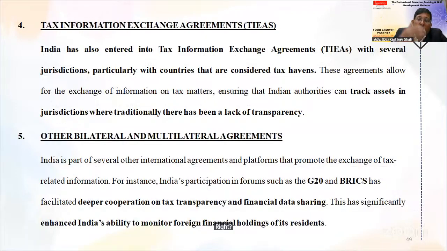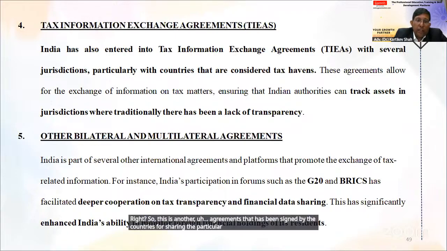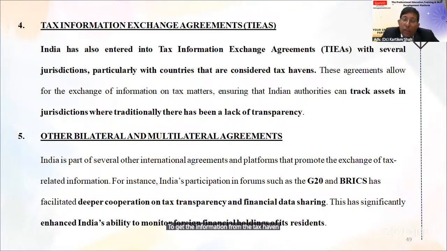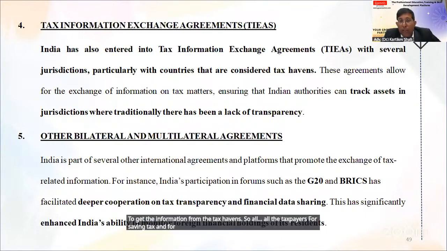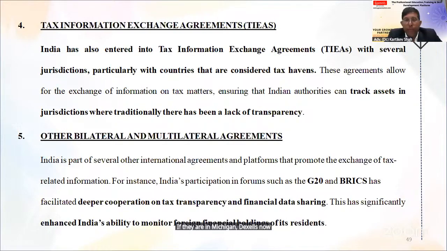So this is another agreement that has been signed by the countries for sharing the particular information, and this is important. Tax information exchange agreements are agreements to get the information from the tax havens. So all the taxpayers who, for saving tax and for hiding their other incomes, are investing in tax havens, now investments from the tax haven countries are also visible.